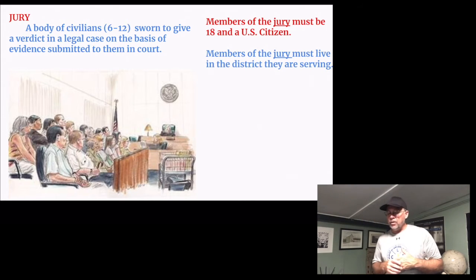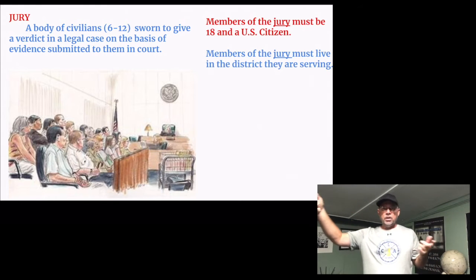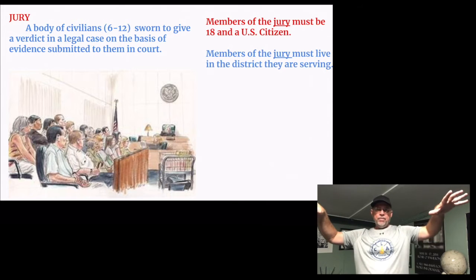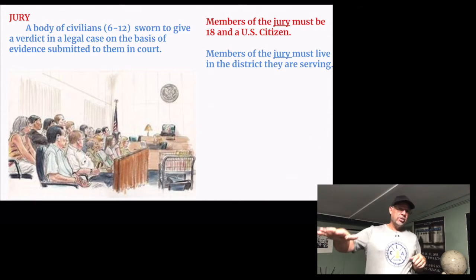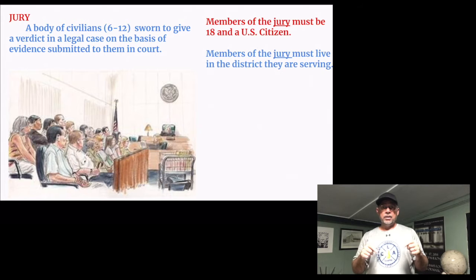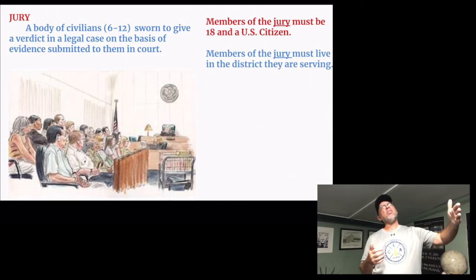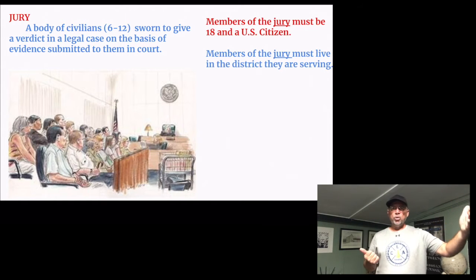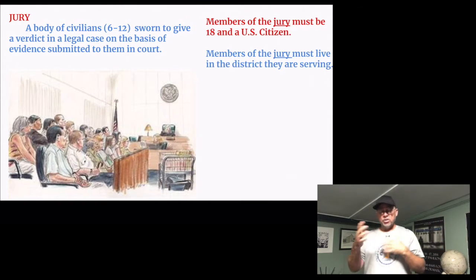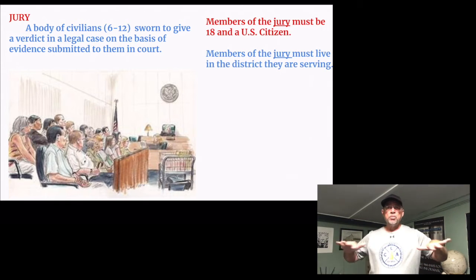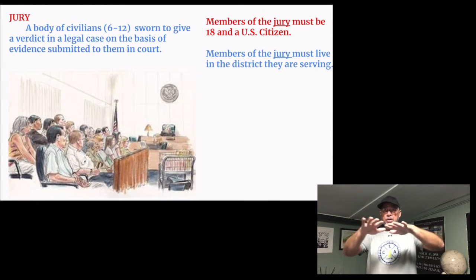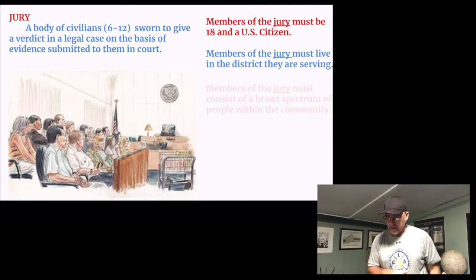Members of the jury must live in the district that they are serving. So in other words, you won't be called to serve on a jury in Honolulu. You don't live in that area. But you can be called to serve on any of the courtrooms here on the island. They do have some ways that you can get out. If you're more than, I think it's 70 miles away from the courtroom, you can get out of jury duty. And there are some other reasons too. But you must live in the district, because remember, you're supposed to be tried by a jury of your peers, which is your neighbors.